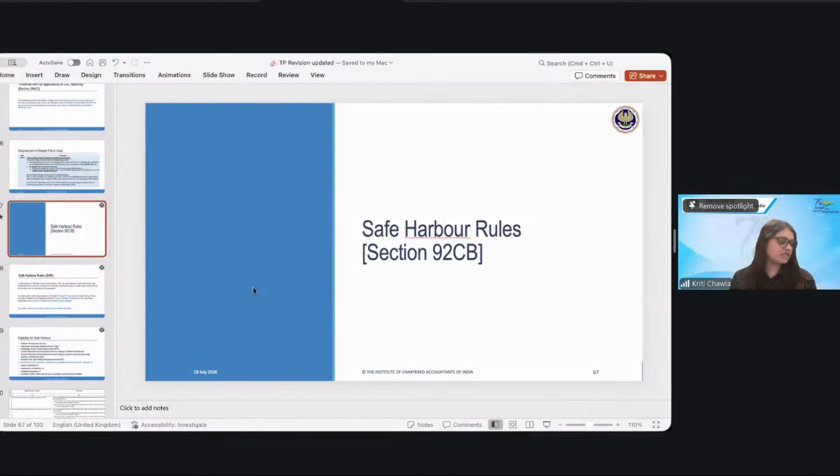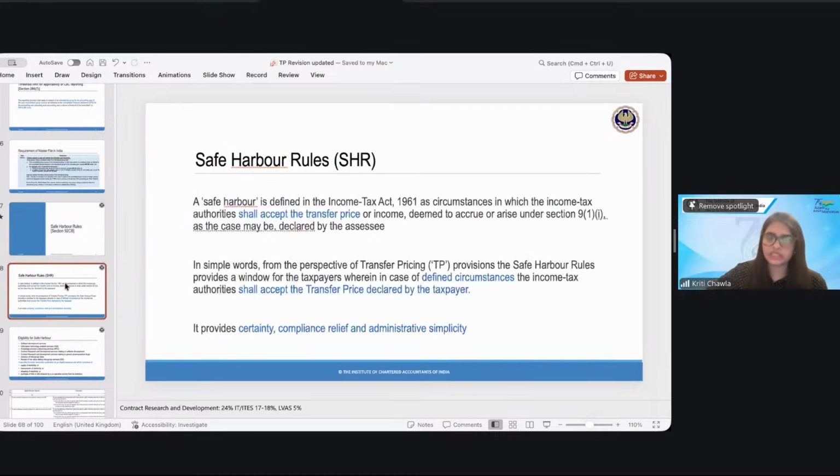Transfer pricing. And within that, the new topic that we need to start for now is going to be safe harbor rules. Now, safe harbor rules are basically coming in from section 92CB of the Income Tax Act. What is a safe harbor rule? Well, safe harbor is more like defined in the Income Tax Act. These are circumstances in which the income tax authorities will accept the transfer price or income which is deemed to accrue or arise under section 9(1)(i), as the case may be, which is declared by the assessee.